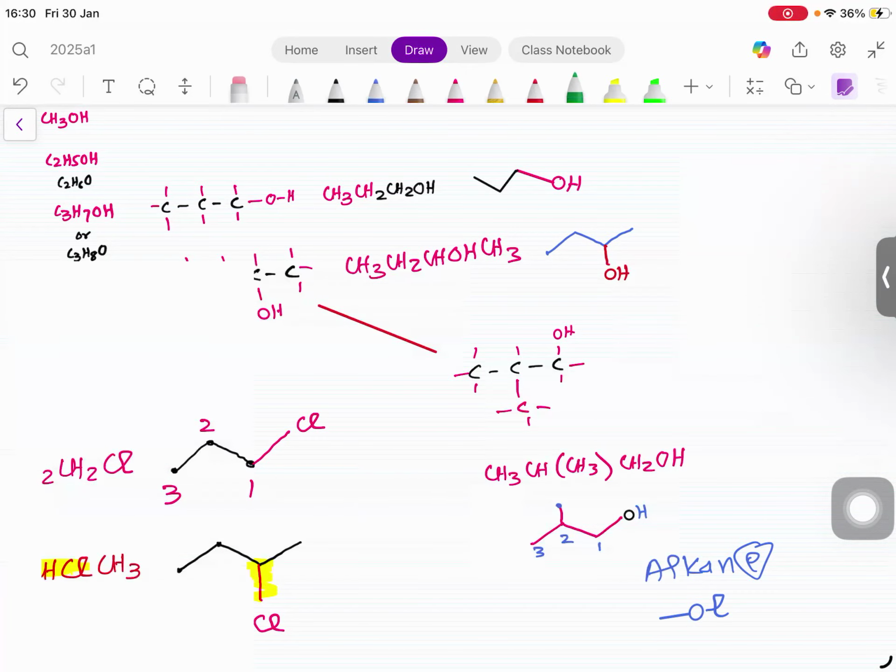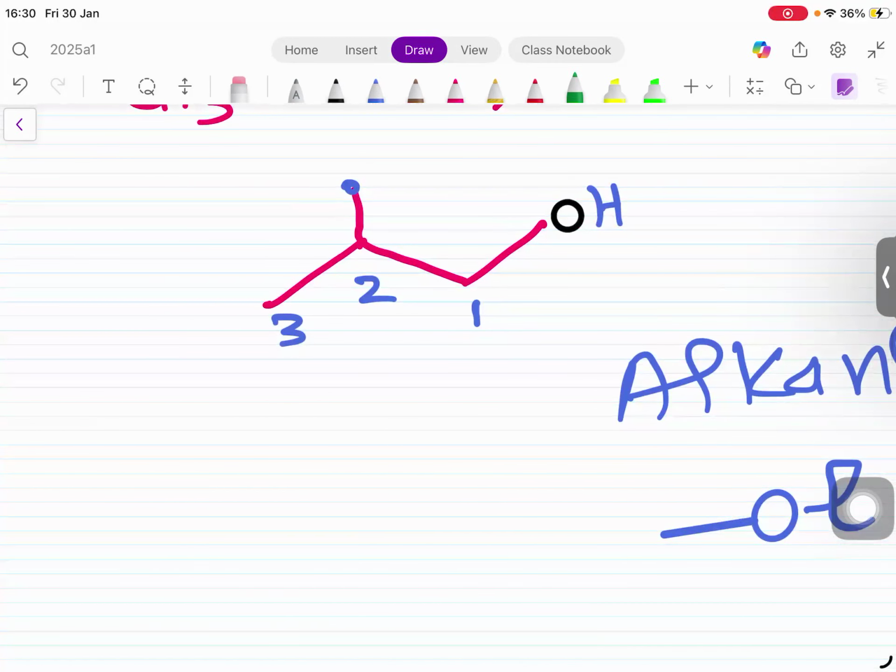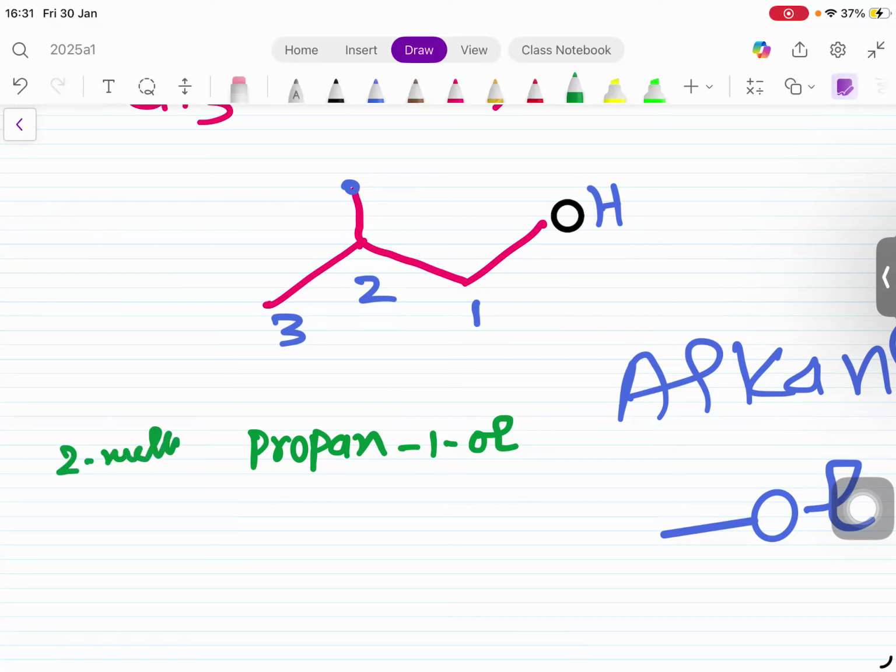You have to select the longest carbon chain. Just 1 minute, I need your attention. How many carbon in this chain? 3 carbon is propane. But I'm going to take the E off and put OL. But as we did with alkenes, we have to put the position of OL as well. So what is the position of OL? 1 OL. So propan-1-ol. And is there any branch? Yes, that is 2 methyl. Propan-1-ol.